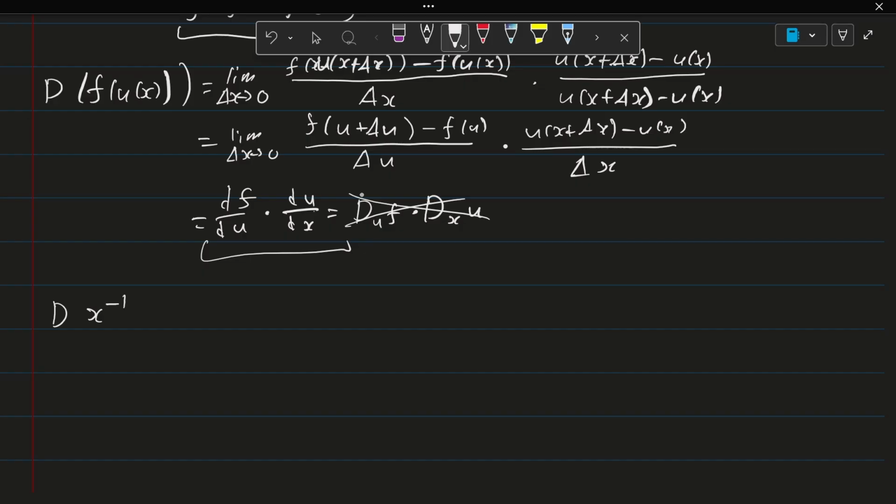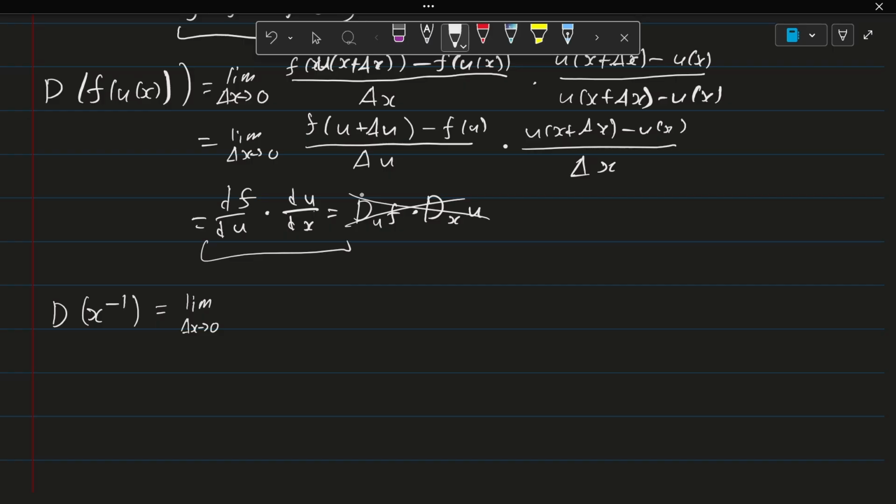This doesn't seem to be a hard one because you could actually use the formula straight away, right? Well, last time I discussed that it has to be a natural number. So we don't know how to do this, right? So let's think about this straight away. So the d of x inverse could be written as the limit as Δx goes to 0, right?